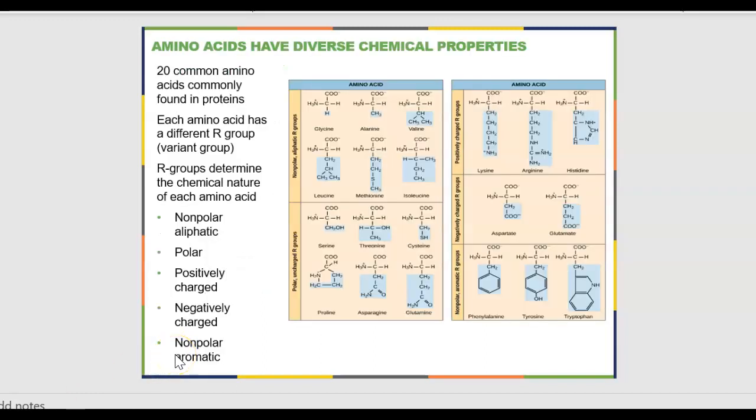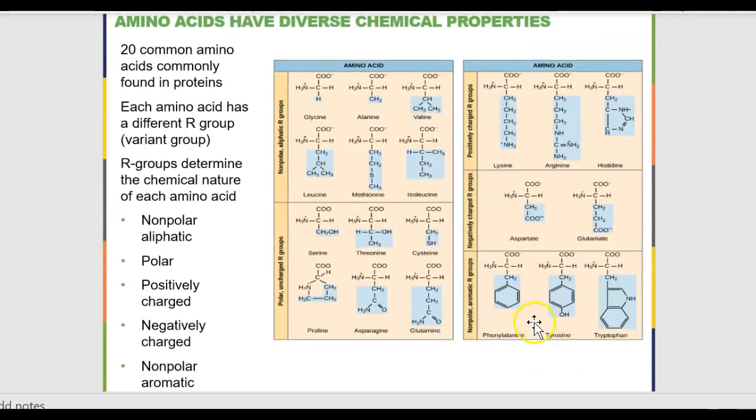Now, there are 20 amino acids found in proteins. I'll see if I can make this a little bit bigger. Some of these amino acids are ones that our bodies can make themselves. Some of them are ones that we absolutely need to get in our diets from eating high protein foods. The blue boxes around these show what those R groups would be. That's what really determines which one of the 20 amino acids we're looking at in that larger protein.